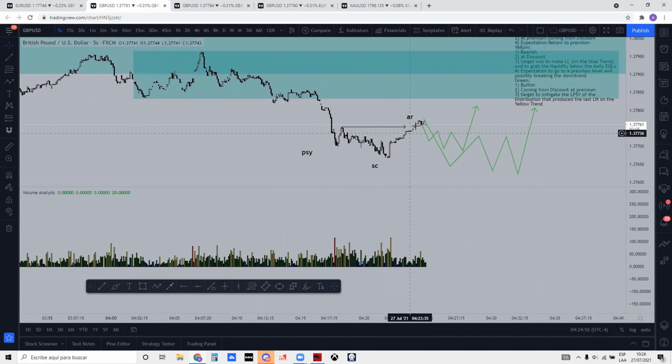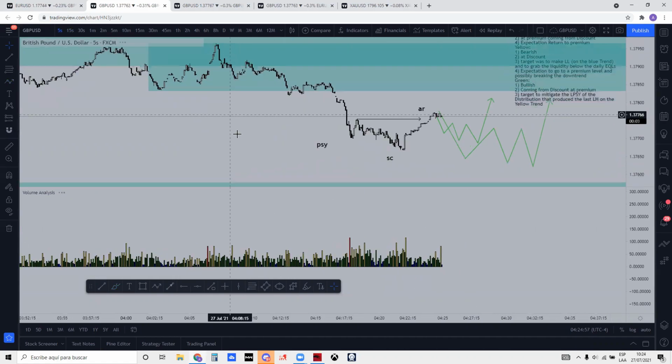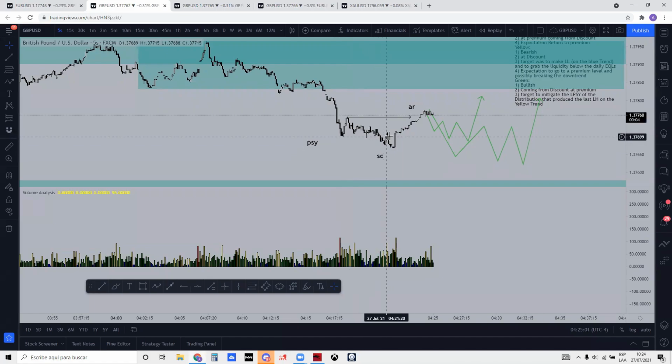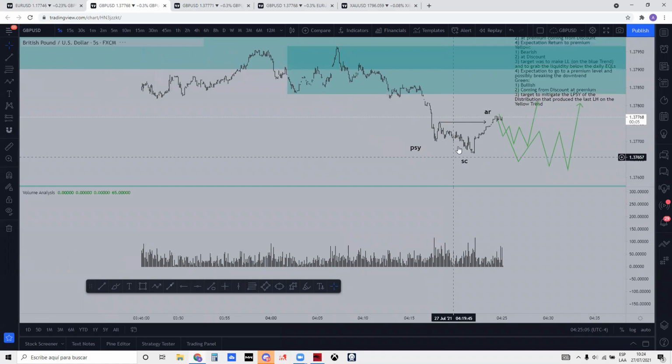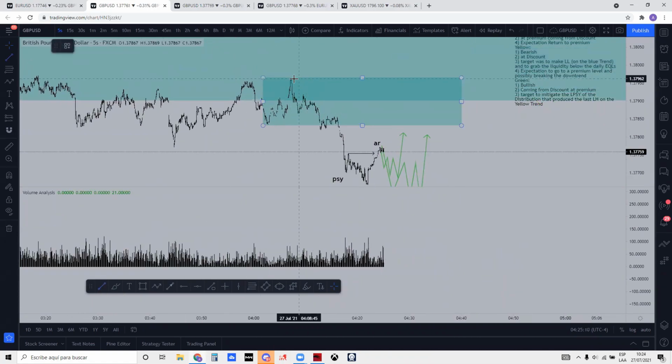But the thing here is that this is a change of character. So this isn't a downtrend anymore. This is now a consolidation, and volume is telling me that they want to go higher. So we will see. This high is at risk.